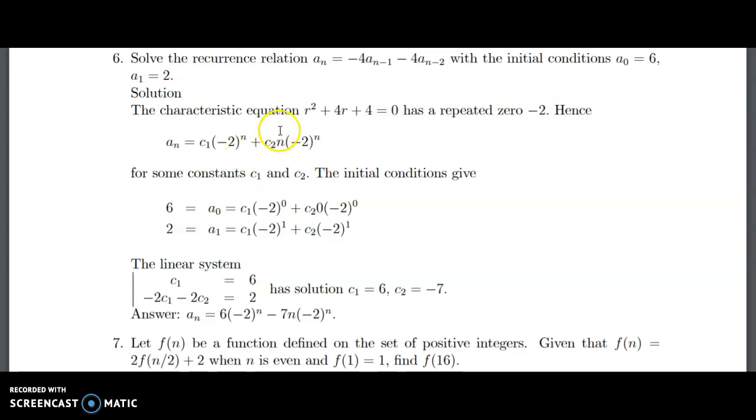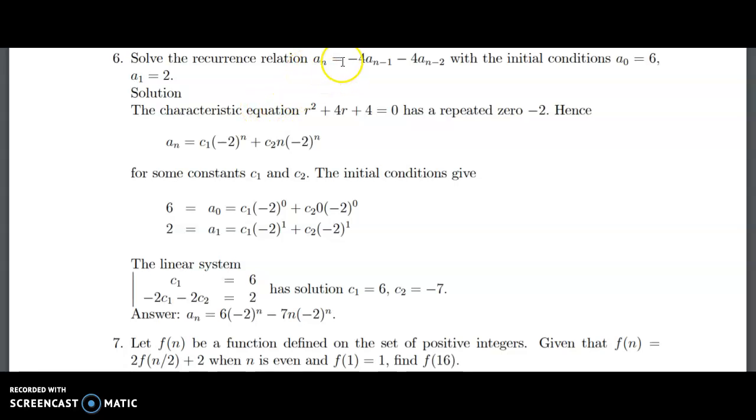Problem 6. Solve the recurrence relation with these initial conditions. This recurrence relation with the initial conditions defines a unique sequence. You can compute the next term, A2, easily. A2 will be -4 A1, which is 2, minus 4 A0, which is 6. And the result is -32.